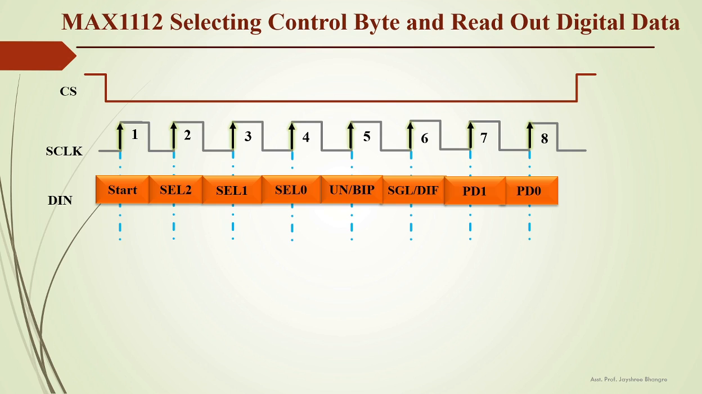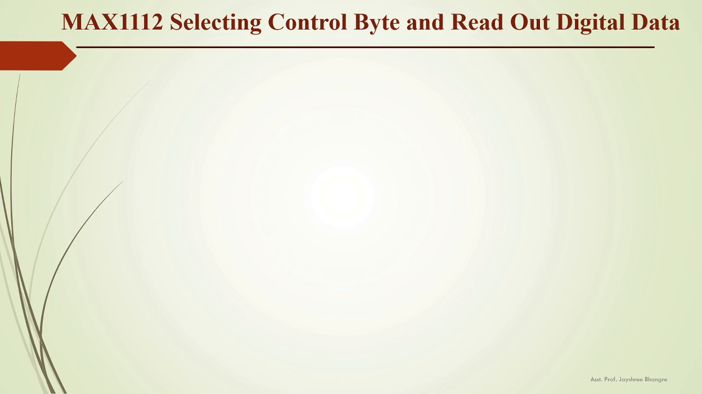In a similar way, we can read out the digital data after the conversion. After sending this control byte, and when we apply the signal to this ADC chip, it will start conversion, and after the end of conversion, the serial strobe output will go high automatically, and this indicates the end of conversion. After that we can read the converted data at the digital output pin. So let's see how we can read out this data from the ADC chip.